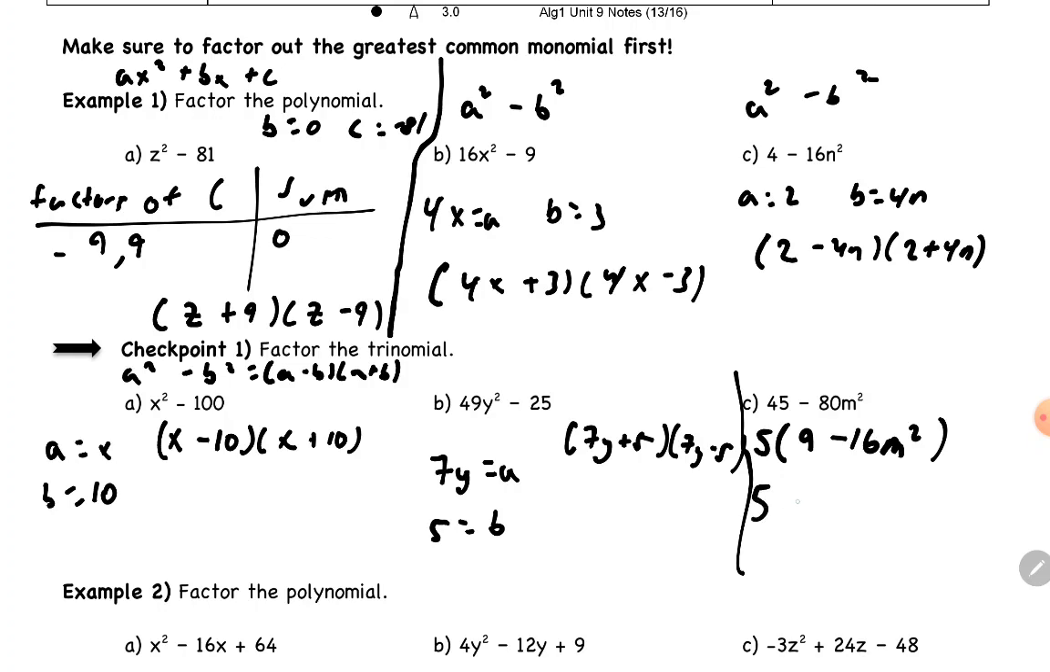So, but what's going on in the middle here is still a squared minus b squared. We're still doing that. The square root of 9 is 3, so my a in this case would be 3. My b would be 4m, since the square root of 16 is 4. So a, which is 3, plus b, which is 4m, and then this changes into 3 minus 4m. And that 5 just gets to go along for the ride.